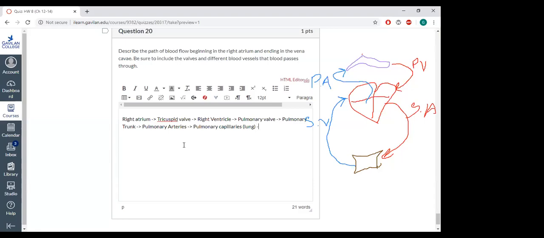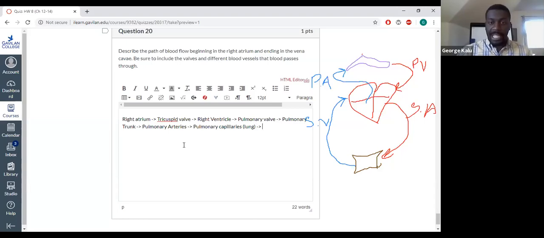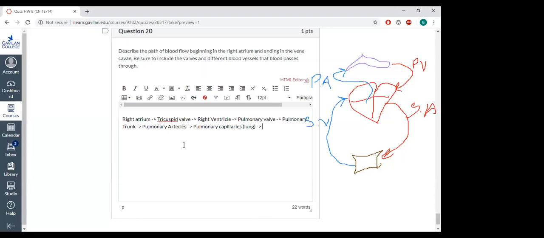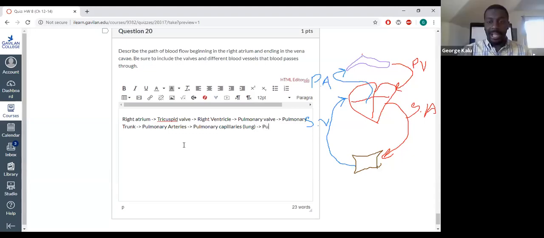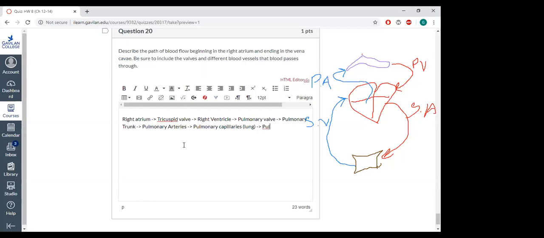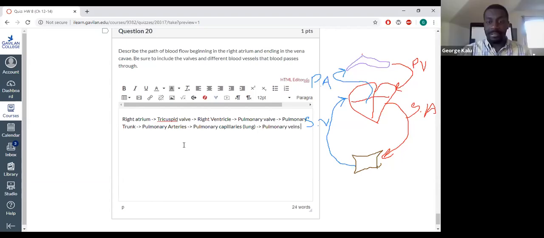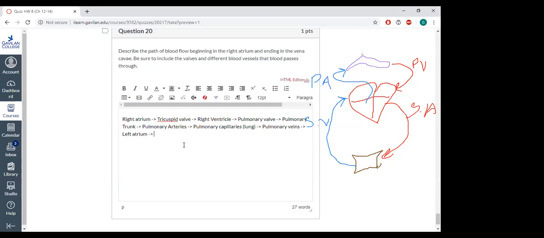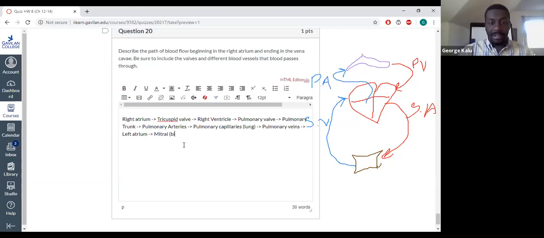Okay. So then once we exit out of the pulmonary capillaries, where do we go now? The left atrium. Before we get to the left atrium, which vessels? The pulmonary veins, right? Yeah. And then from the pulmonary veins, we reach the left atrium through the mitral valve, or the bicuspid valve. Yep.